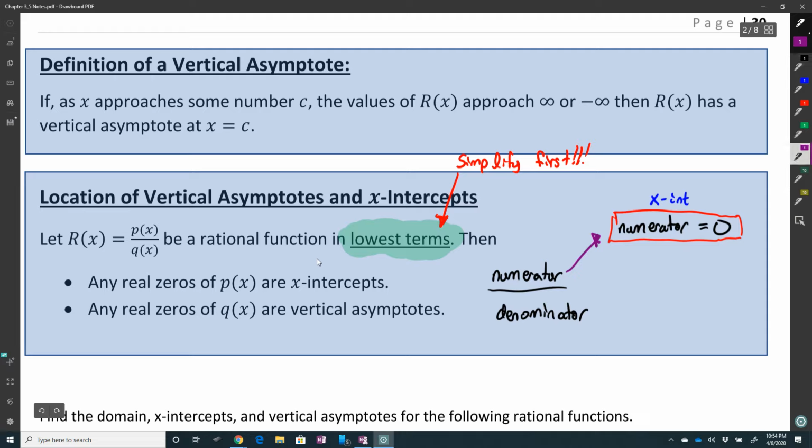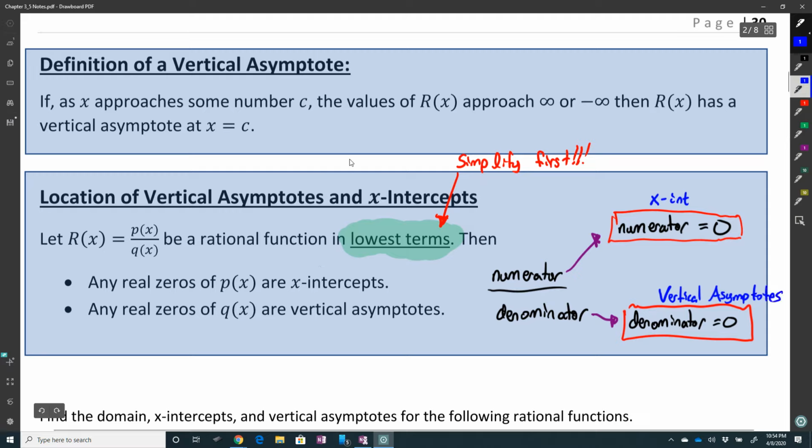Now for the denominator, you set that equal to 0. And if you go ahead and solve that, that's going to give you your vertical asymptotes. Right? And it always works like that. The one thing you got to remember, though, is you have to simplify first. Okay, so you have to cancel it. If anything cancels out, you cancel it out first, and then you set the top equal to 0 and the bottom equal to 0. The top gives you your x-intercepts. The bottom gives you your vertical asymptotes.